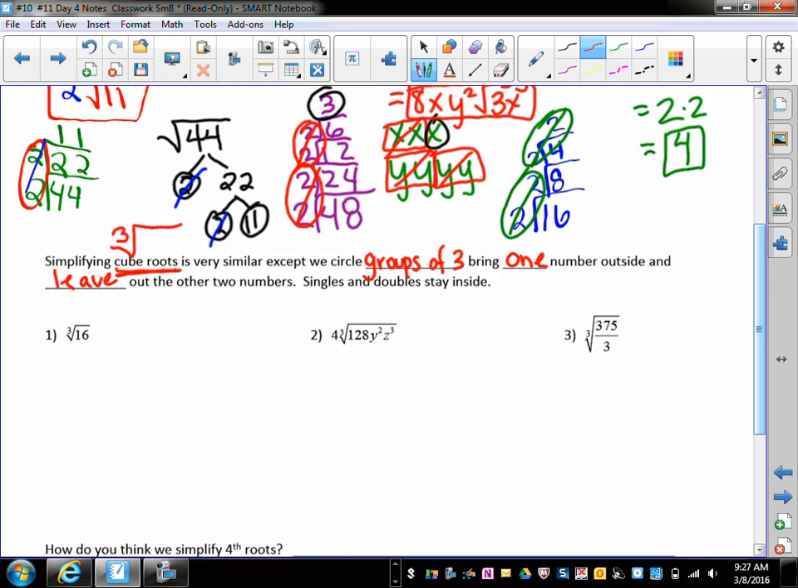Singles and doubles stay inside. So again, we're going to break it down. Groups of 3 come out in front. Groups of 3 come out in front. Anything else stays inside. Alright, so our first one, 16. Let's break it down.